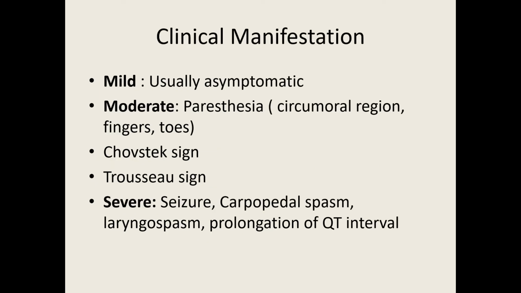Now coming to clinical manifestations, the mild form is usually asymptomatic; we can find it incidentally. In the moderate form there is paresthesia, mainly in the circumoral region. There can be Chvostek sign and Trousseau sign present. And in severe cases there may be seizure, carpopedal spasm, laryngospasm, which is life-threatening, and prolonged QT interval.